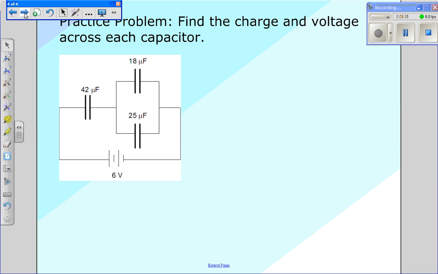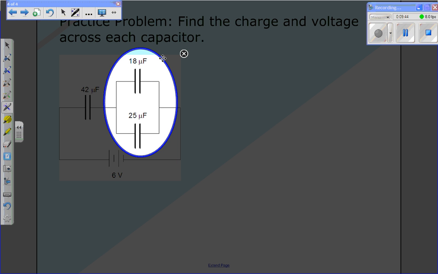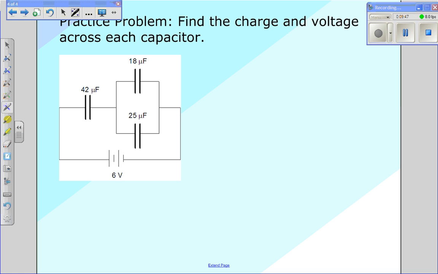And to find the equivalent capacitance, we want to work with parallel first. So if we look right here, we see that we have two capacitors connected in parallel with each other. So it's actually really easy to add these together. All we have to do is take 18 microfarads plus 25 microfarads, and we find that that section has a capacitance of 43 microfarads. And so I'm going to quickly redraw this circuit, and I'm going to replace the parallel section with that 43 microfarad capacitor.